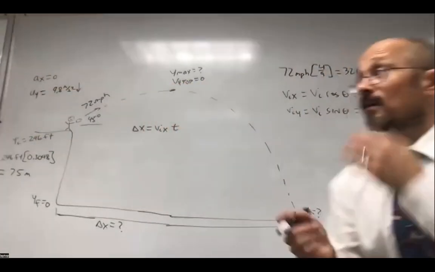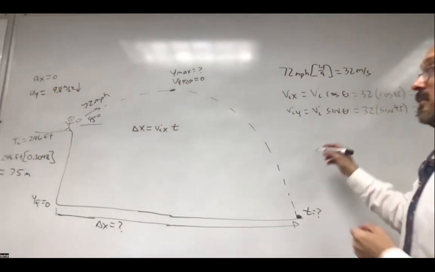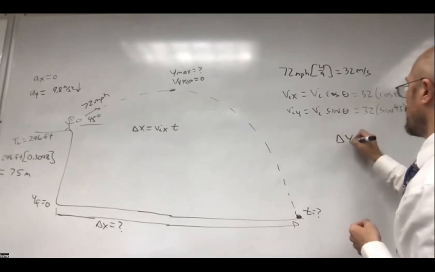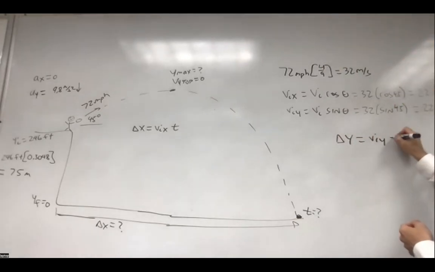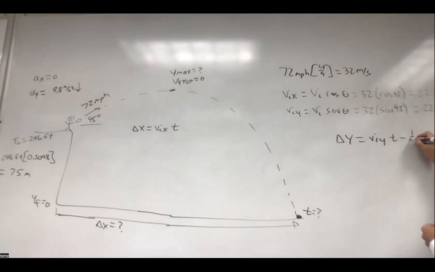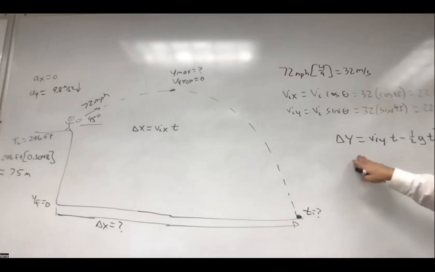Okay. So when we look, we know the following. We know that delta Y is equal to VIYT minus 1/2 G T squared. And this is a very powerful equation because as long as you know certain things, if you know the initial condition of launch, you can solve this object's location anytime going forward. All right. So let's take a look.